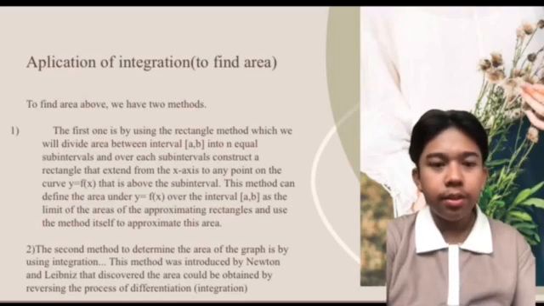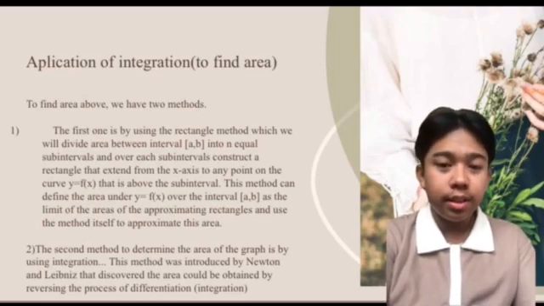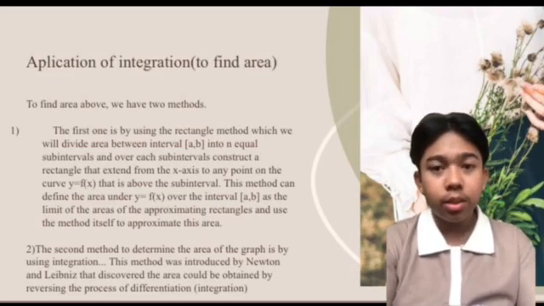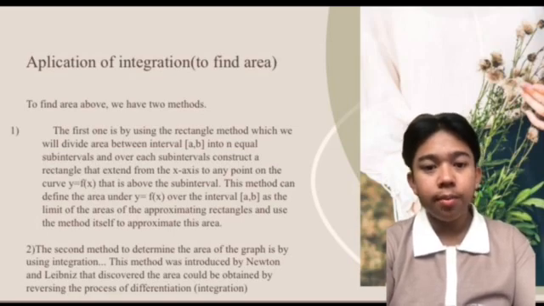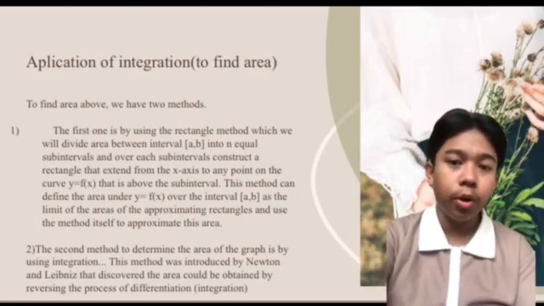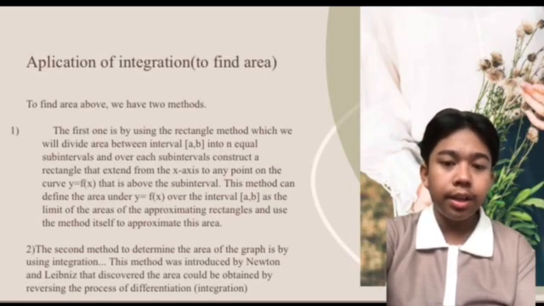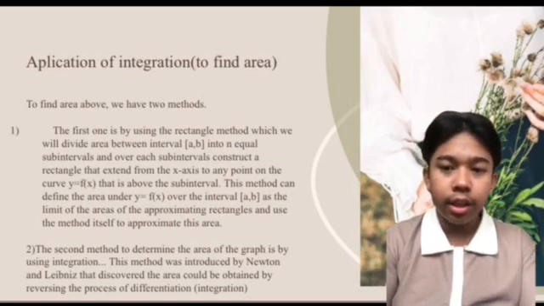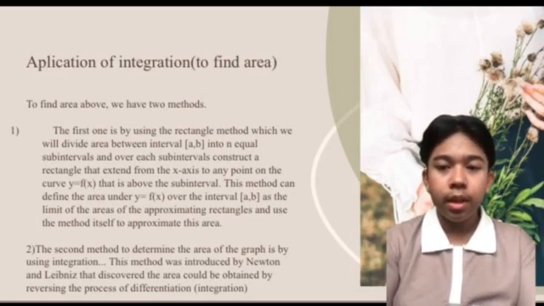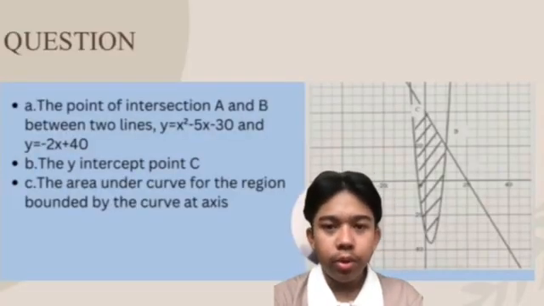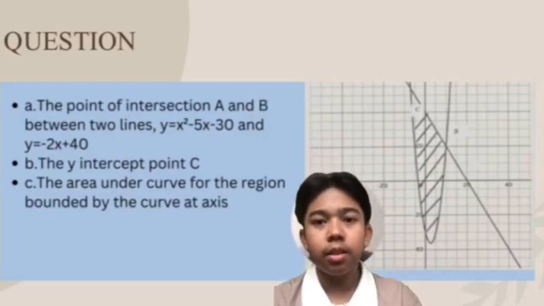Here we have the question: the points of intersection A and B between 2 lines, y equals x squared minus 5x minus 30 and y equals negative 2x plus 40. We will need to find the y-intercept point C and the area under the curve for the region bounded by the curve and axis. You can take a look at the graph on the right. We have points C and B. Alright, now we will go to how to solve these questions.